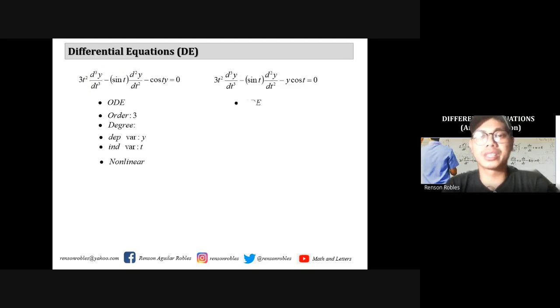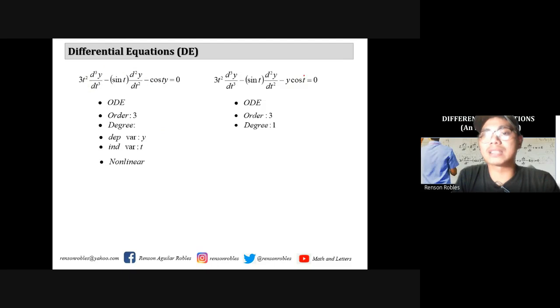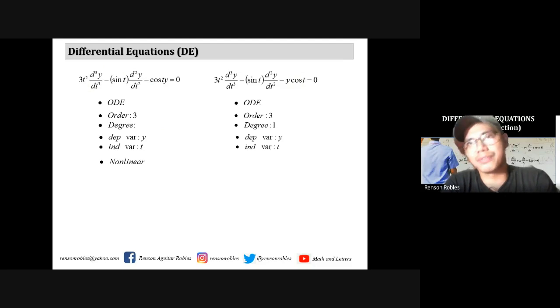Again, this is an ordinary differential equation of order 3. Since there's no presence of the dependent variable as a parameter of cosine, we can now say that the degree of this differential equation is equal to 1. The dependent variable is still y, and the independent variable is still t. So is this now a linear or nonlinear differential equation? What do you think? You get it right, it's a linear differential equation.